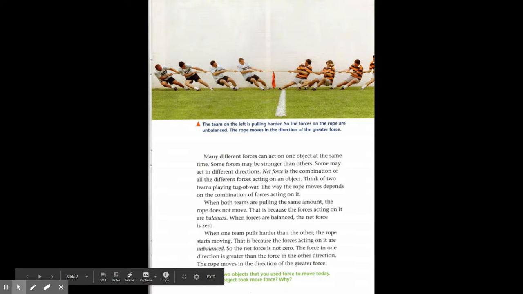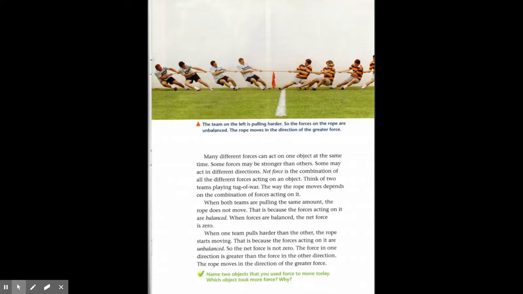In the picture above, the team on the left is pulling harder, so the forces on the rope are unbalanced. The rope moves in the direction of the greater force. Many different forces can act on one object at the same time. Some forces may be stronger than others. Some may act in different directions. Net force is the combination of all the different forces acting on an object.